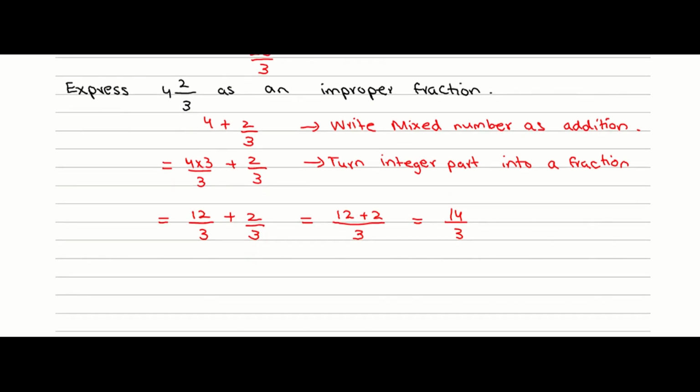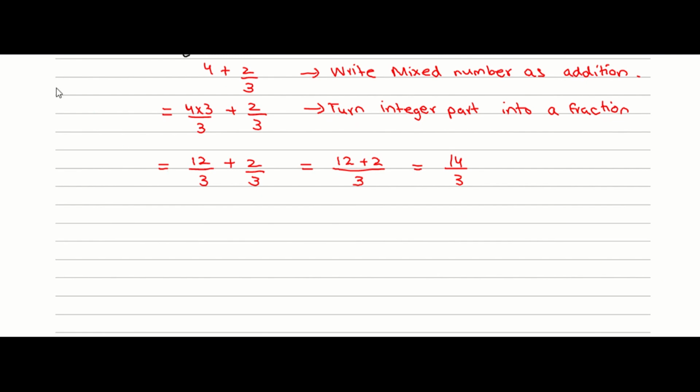So let's discuss one more example. Write 2 whole 3 over 4 as an improper fraction. Again, we are going to write the mixed number as addition. So we write the integer part, that is 2, plus our fraction part, that is 3 over 4.